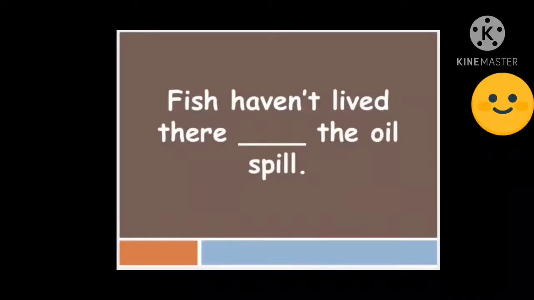Fish haven't lived there dash the oil spill. Here fish is being used as plural. Actually fish, fruit in general, singular, plural, one and the same. Fish, plural also generally fish only. Fruit, fruit only. But there is also another kind of usage, fish, fishes, and next to fruit, fruits. And now this is being used as plural, so haven't is used. Otherwise fish hasn't would be there. Okay. Fish haven't lived there dash the oil spill.